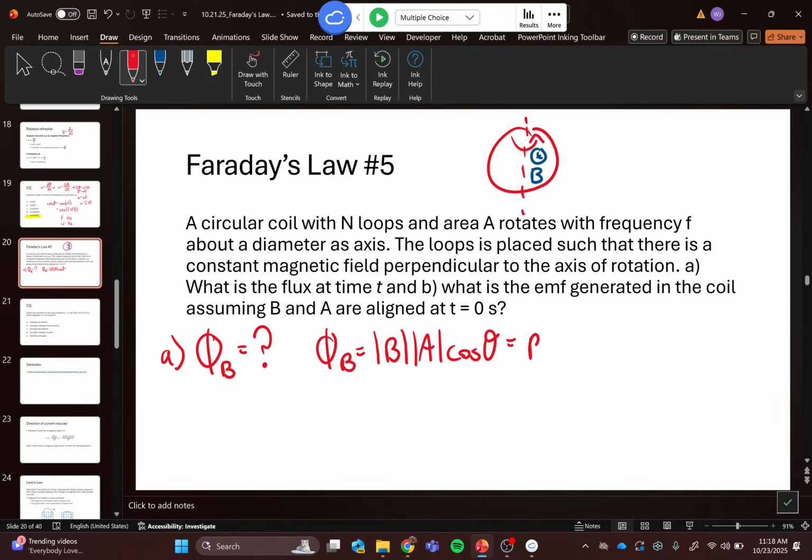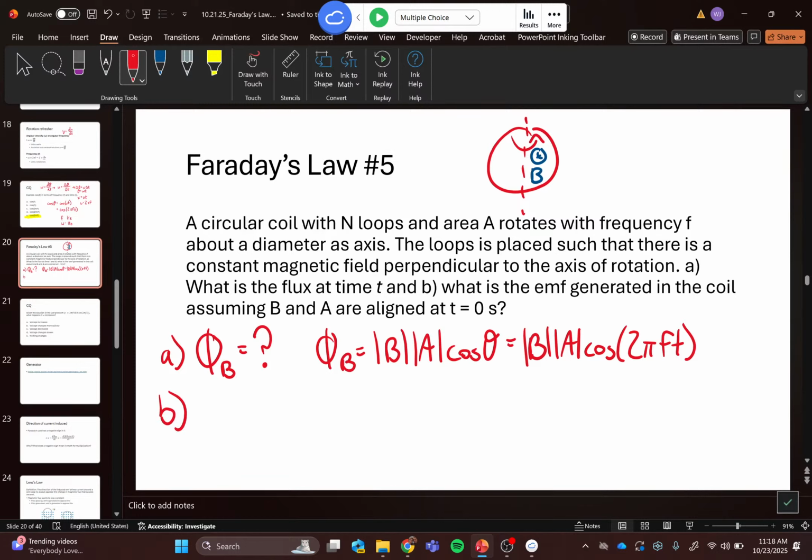So hopefully this isn't a stretch. That's B times A, and it's going to be cosine of 2 pi ft. This is why I had you all do this. Yay! That's the expression for the flux when you have a changing angle. You do not leave it as an angle. You write it in terms of the rate of change of that angle with respect to time. If you take the derivative with respect to time, you better have time in there. Otherwise, you can't take the derivative.